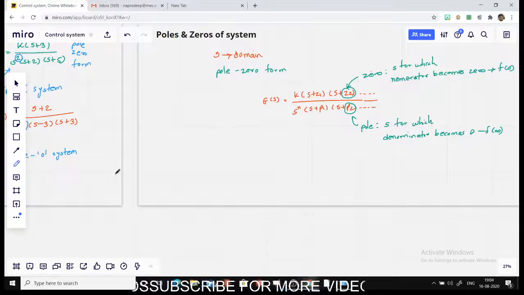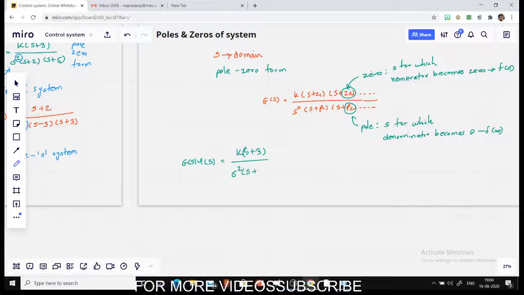So let us take an example. We have the same example which we discussed in the last video, that is K into (s plus 3) upon (s square plus s plus 2) into (s plus 5). Now we have to find the values of zeros. Zeros are the values for which your numerator becomes zero. K is my constant, nothing happens with my K. But if I substitute the s value as minus 3, s plus 3 will give me 0. So my z value becomes minus 3 in this case.